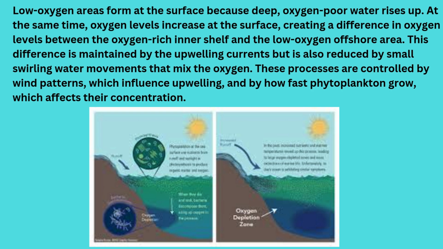Low oxygen areas form at the surface because deep, oxygen-poor water rises up. At the same time, oxygen levels increase at the surface, creating a difference in oxygen levels between the oxygen-rich inner shelf and the low-oxygen offshore area. This difference is maintained by the upwelling currents but is also reduced by small, swirling water movements that mix the oxygen. These processes are controlled by wind patterns, which influence upwelling, and by how fast phytoplankton grow, which affects their concentration.